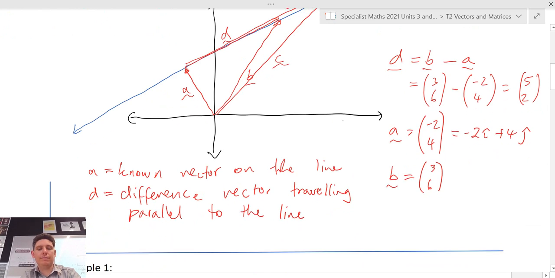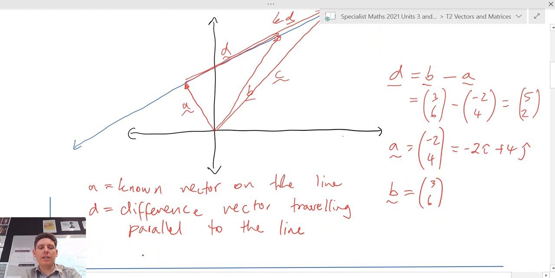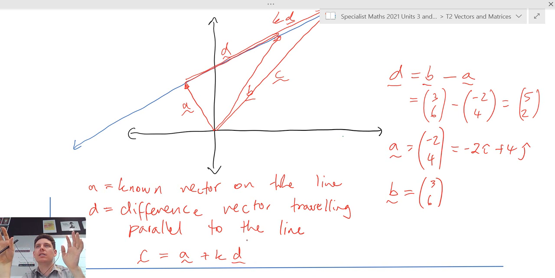I'll show you. The equation for the line now is this: a known vector on the line plus a scalar multiplication times the difference vector. So if we want to find any vector R on that line, you do vector A plus some scalar, which could be 2, could be negative 2, could be negative 1,000, times the difference between two known vectors.